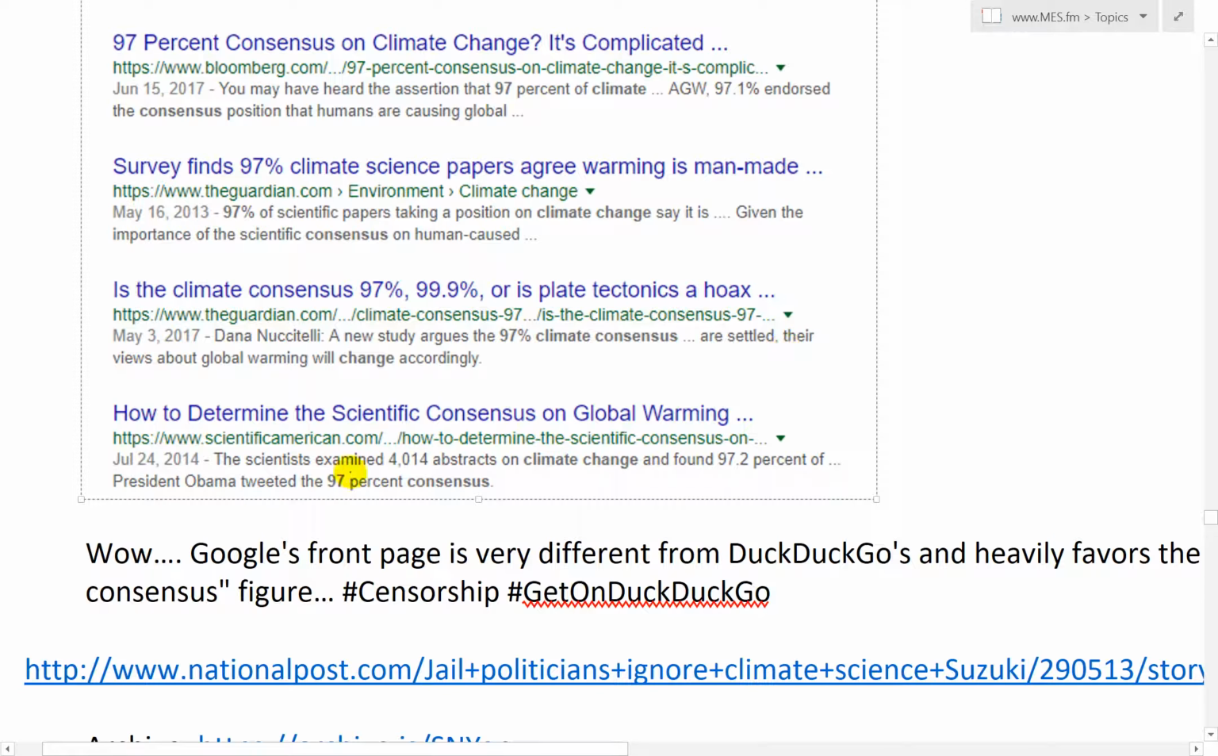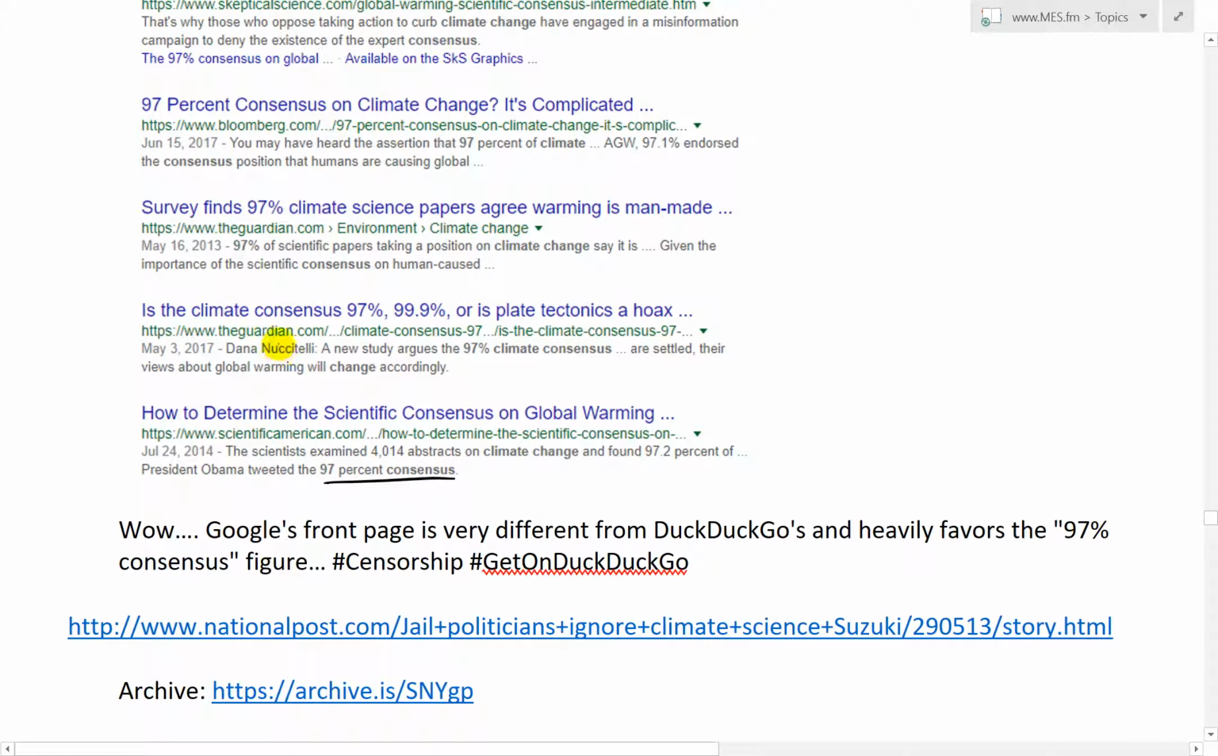It's interesting here. Scientists examined 4,000 abstracts on climate change and found 97%. There's Obama tweeted it. And above here, there's another Guardian one. Again, the Guardian is much bigger than National Review or the other ones. 97% is the climate consensus. 97, 99.9, or is plate tectonics a hoax? Clearly turned discouraging. This is a later article.